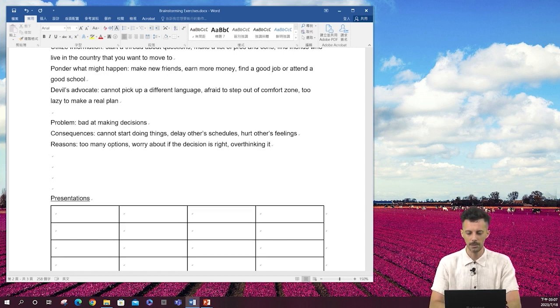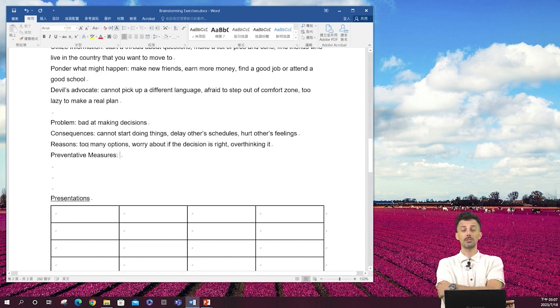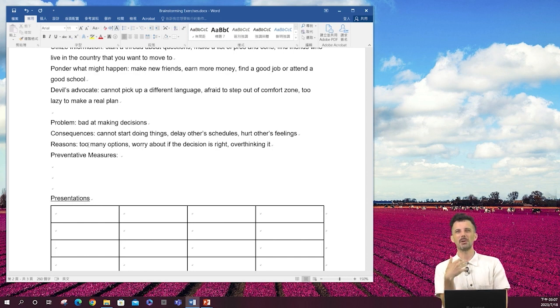So now we have to do the preventative measures. All right, so for preventative measures, now we have to think of long-term habits. But with this one, remember to be careful to not just say habits that are about feelings, like don't feel this way, don't feel that way. With preventative measures, it's about thinking of specific actions that you can take that can prevent that problem.